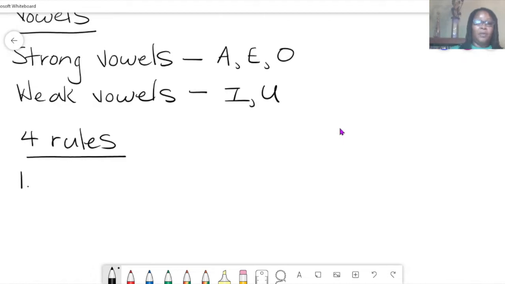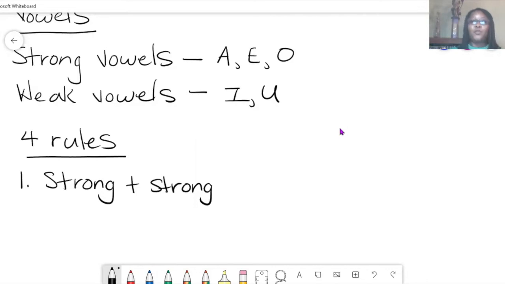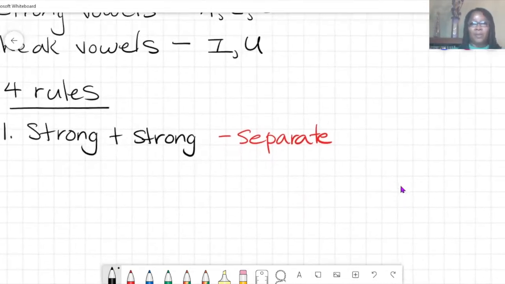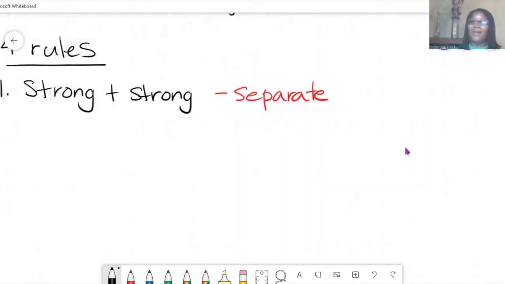Rule one: strong plus strong. What does this mean? It means when you have two strong vowels coming together, how do they operate? How do they sound? How do you pronounce them? What you're going to be doing with a strong plus a strong is separate them. Think about it along the lines of two strong persons can't be in the same space. So when you have two strong vowels coming together, you have to separate them. You can't keep them together.